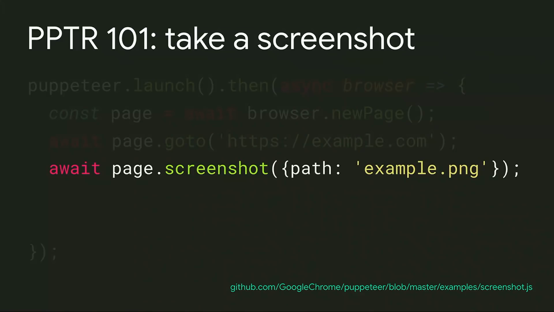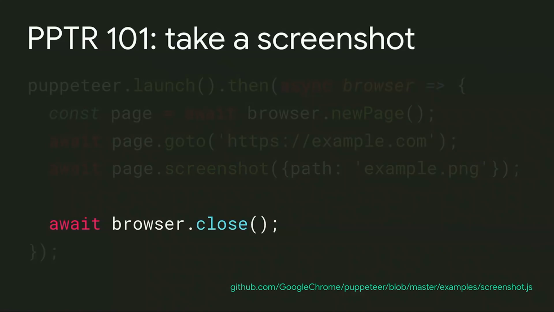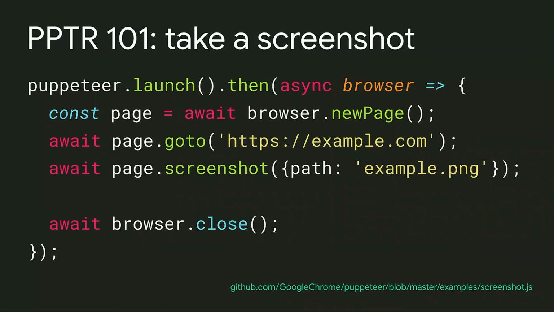Right? It's very high level. You don't need to deal with buffers or responses or anything like that. You just pass it the file you want to create, and you get a PNG file. And last but not least, you just close the browser out. When your script is done, clean up Chrome. That'll shut down Chrome.